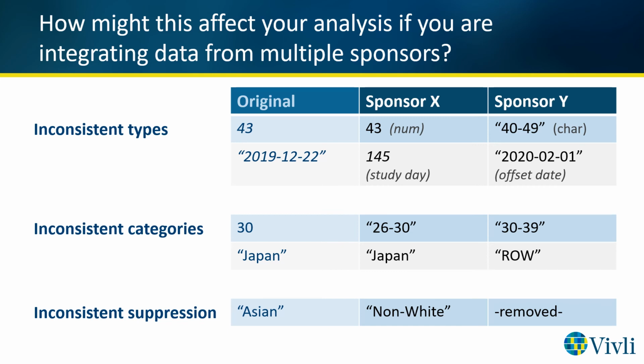Countries can be elevated to different levels. For example, Japan is retained exactly as reported by sponsor X, but the next sponsor replaces it with rest of world category. Finally, there might be inconsistent suppression, where one sponsor either leaves the value as is or replaces it with another category, where a different sponsor removes that variable altogether.